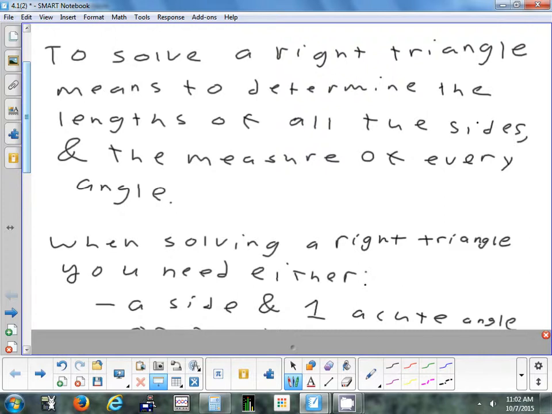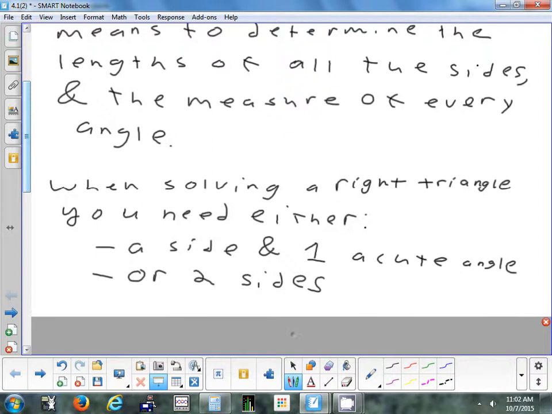So what do you automatically know you're going to have in every problem? 90 degrees. A 90-degree angle. That piece of information is common to every problem. So in addition to having a 90-degree angle, I've got to either give you a side and another angle, or in addition to the 90, 2 of the sides. Okay, but these are the only 2 cases I can give you.